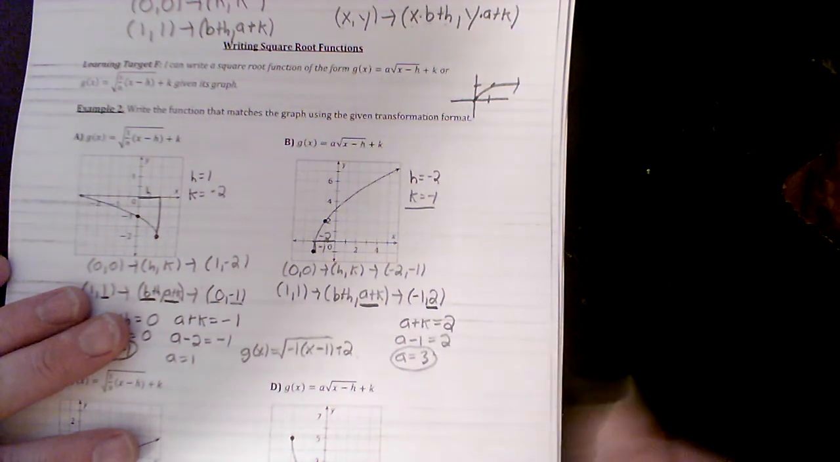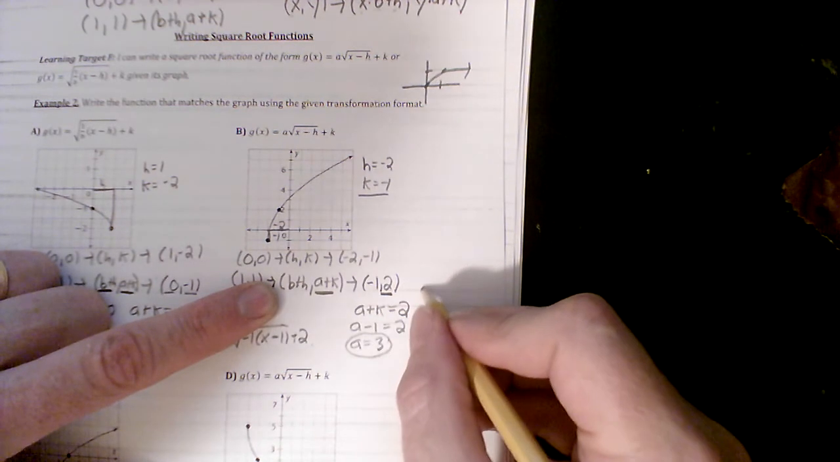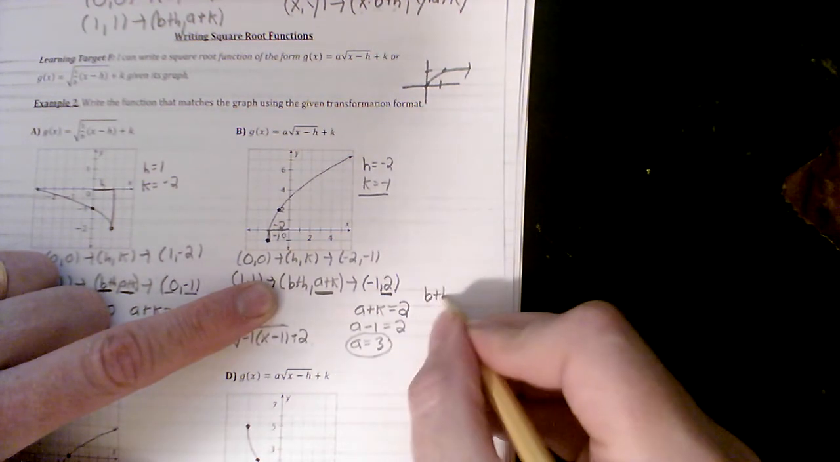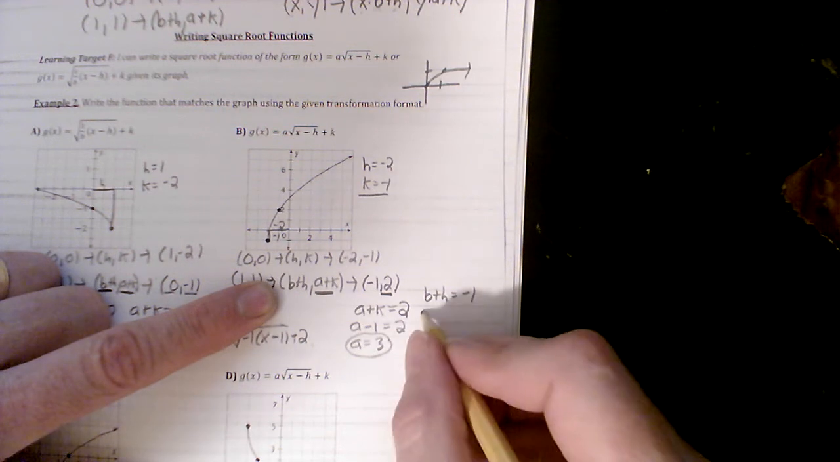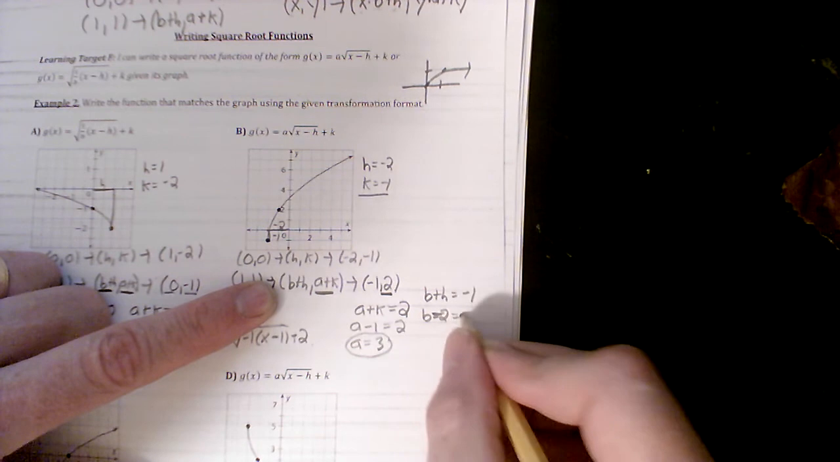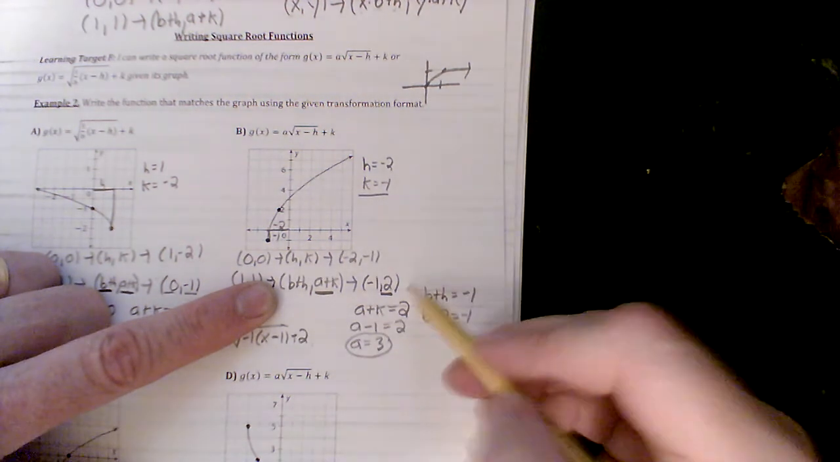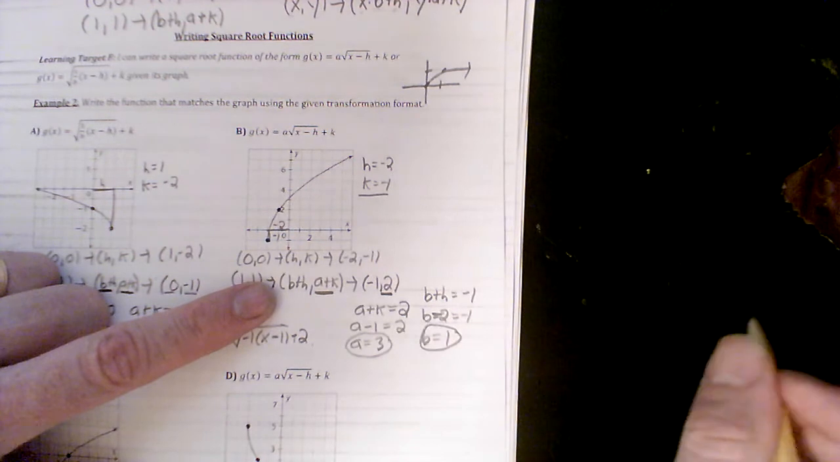I'm going to circle that. Since they didn't give us b, it's probably 1, but let's plug it in. b plus h equals -1. Alright, we don't know b, but we do know h is -2, not equals 2, equals -1. Let's just plug in this -2 right there. We add 2 to both sides, b equals 1. It sure was. Which makes sense because they're not asking us to solve for b.